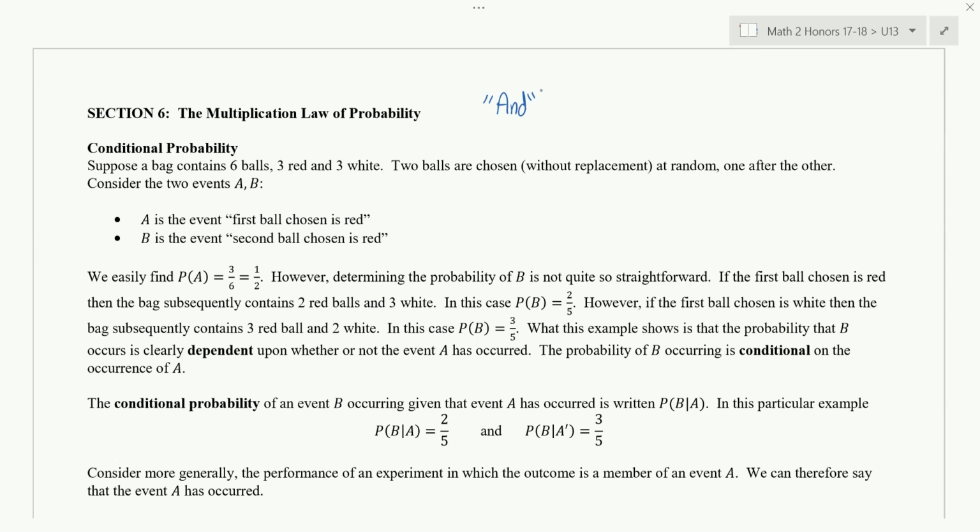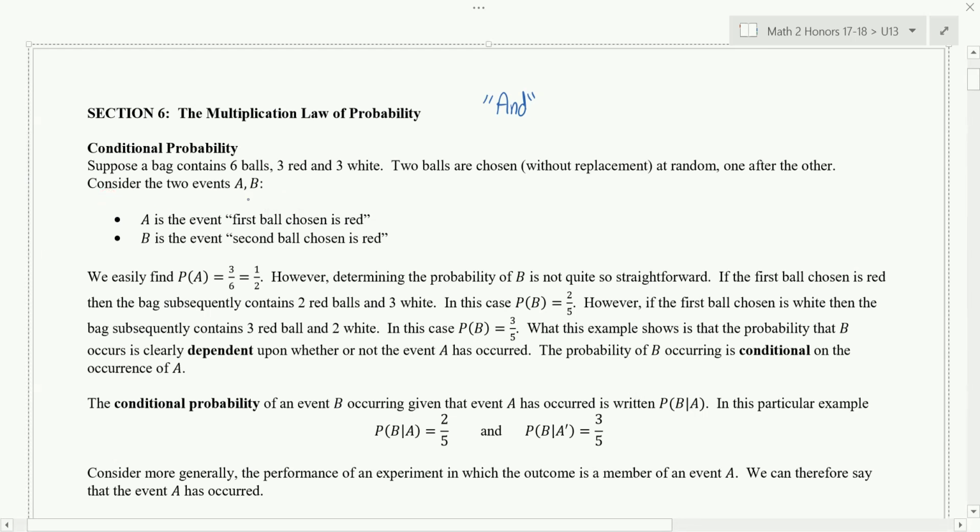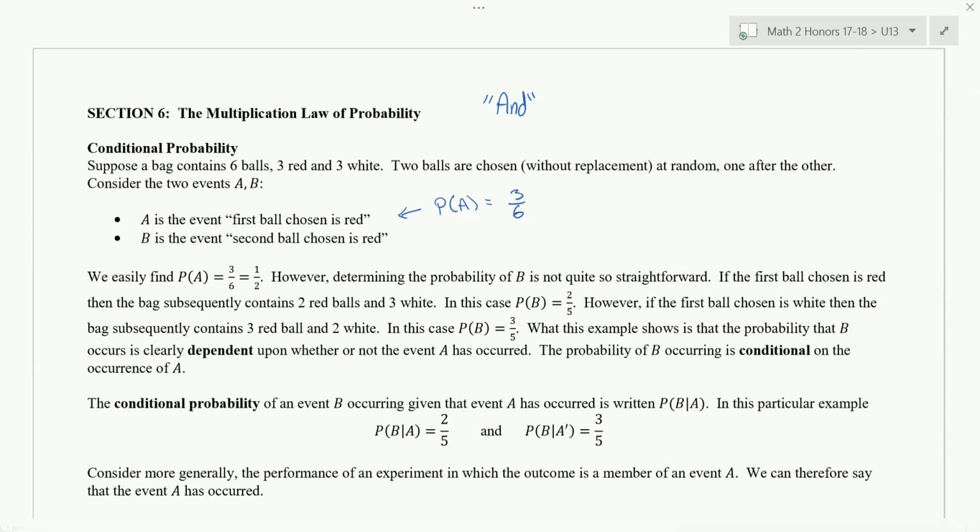So A is going to be the event that the first ball you choose is red. What's the probability of A going to be? 3 out of 6, right? Because we're going to assume every ball has an equal chance of being selected by you. And then B is the event that the second ball chosen is red. And so what's the probability of that going to be?